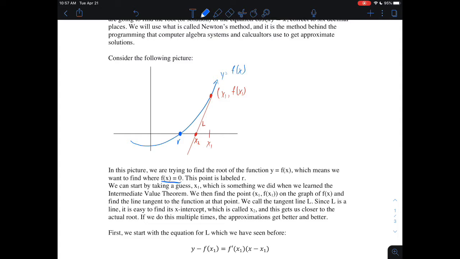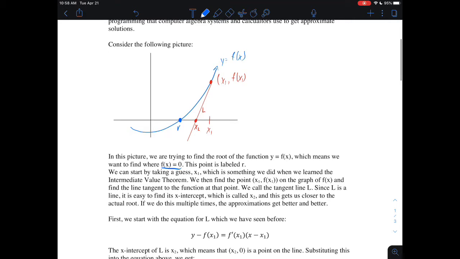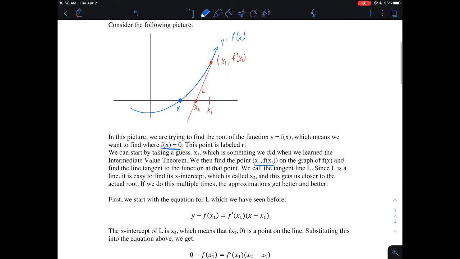We can start by taking a guess. We can label that as x1. We actually did something like that when we learned about the intermediate value theorem. So then we take that guess and we plug in x1 into our function, and we get a point x1 comma f of x1. And that is on the graph of our function. Then we can find the line tangent to the function at that point. We'll call that tangent line L, and I have that drawn there in red.